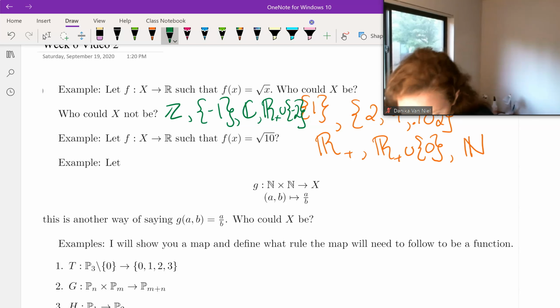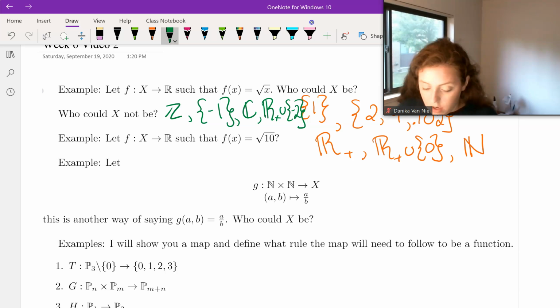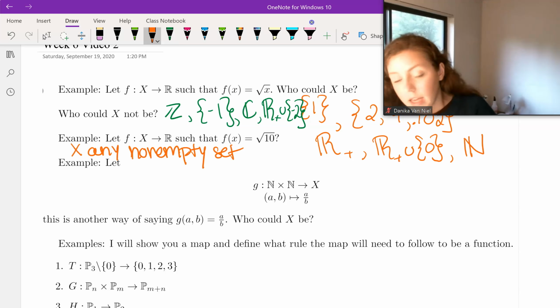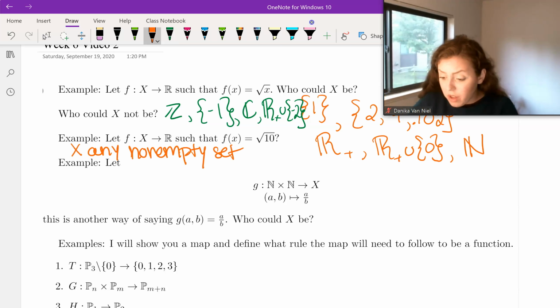Okay, so how about the next example? Let f go from x to R such that f of x equals square root of 10. Oh, I guess I'm supposed to say what x could be. Well, fun fact here, it doesn't matter. x could be any non-empty set. So why does that work out? Well, I don't care who you plug in as x, you're still going to get square root of 10. And that's always going to be in the reals. So we're all good. We're all set.